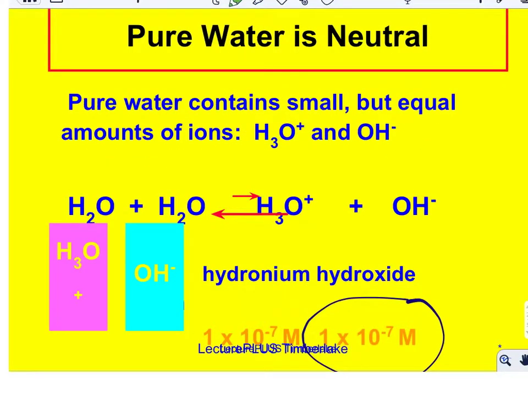Again, pure water is neutral. You have small but equal amounts of H3O or H plus ions and OH minus ions. If I put two molecules of water together, you could get the same amount of H3O and OH. This would also be called hydronium for H3O, hydroxide for the OH. The key number to remember is 1 times 10 to the negative 7th power. When you look at the 7 here, that has to do with the pH. That tells you how strong of an acid or base it is.